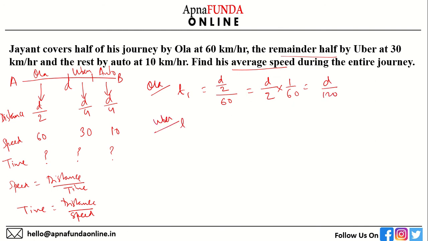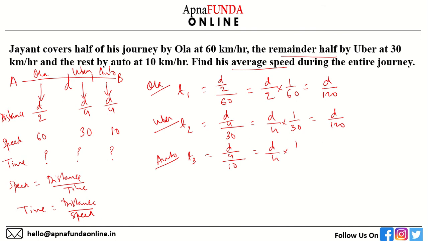Similarly, for Uber, let's say T2, distance is d by 4 divided by speed, which is 30. So can I say my T2 is equal to d by 120? For auto, let's say T3, distance divided by speed. So d by 4 into 1 by 10. Can I say T3 is d by 40?